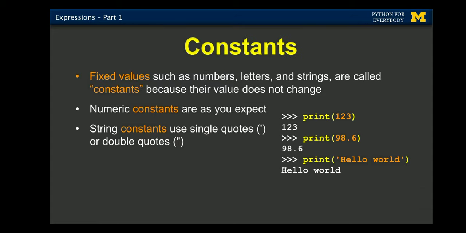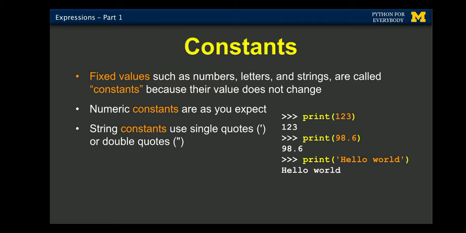Coming up first is the constants. Constants are fixed values such as numbers, letters, and strings, which are called constants because their value does not change. Numeric constants are as you expect. String constants use single quotes or double quotes. Print 123 is simply going to print 123, which is a simple number constant. 98.6 is a floating point number which is going to give you 98.6 as a number. Here 'hello world' inside of this single quote text is also a constant which is going to give you the output with the function print hello world.